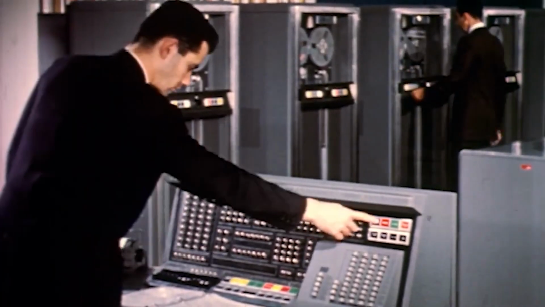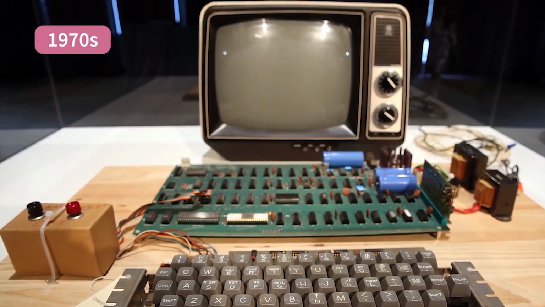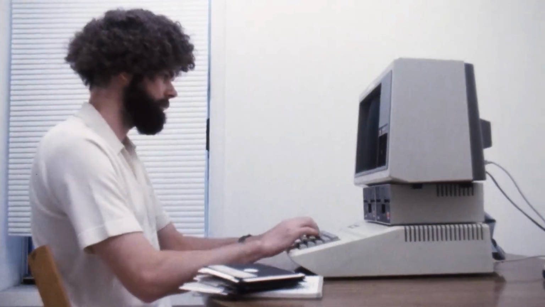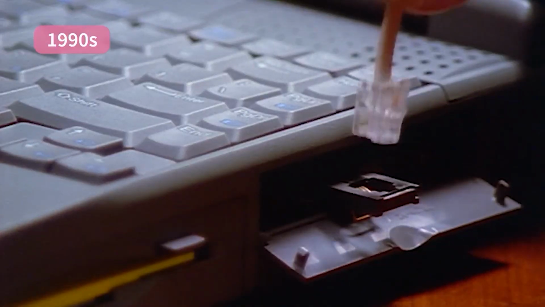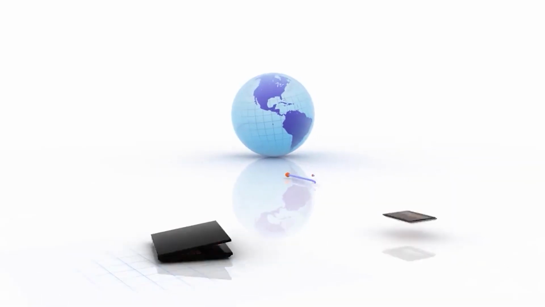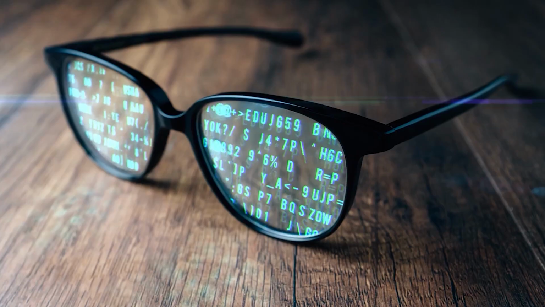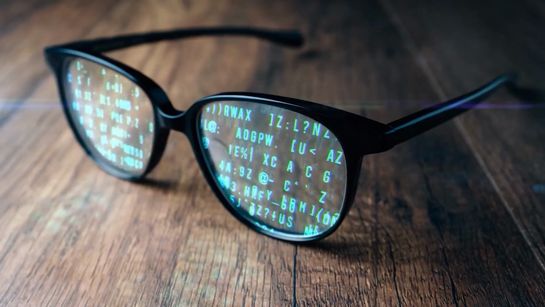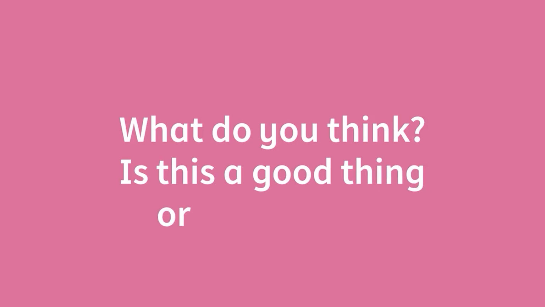100 years later, computers were still very big and very slow. But in the 1970s, people could finally buy computers and use them to work or play games. In the 1990s, people started using the internet, and computers across the world were connected. And now, we use computers in all parts of our lives. We're connected all the time. What do you think? Is this a good thing or a bad thing?